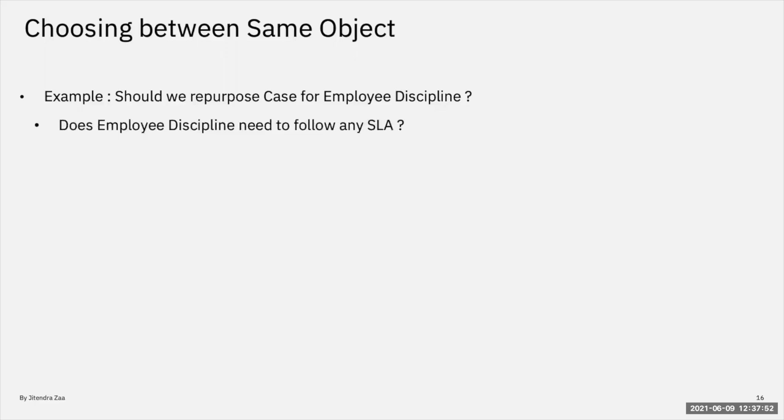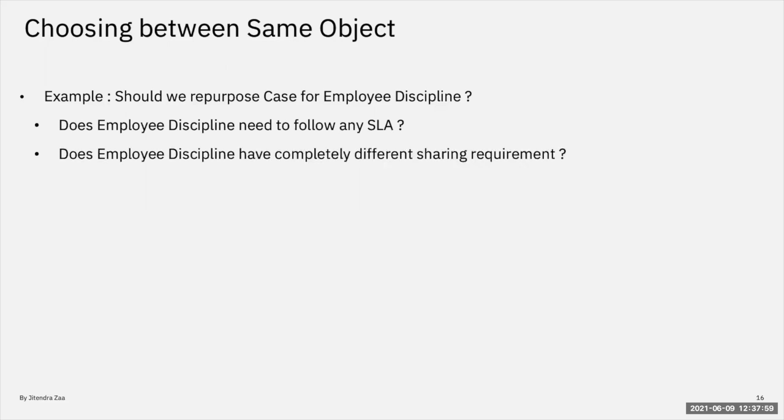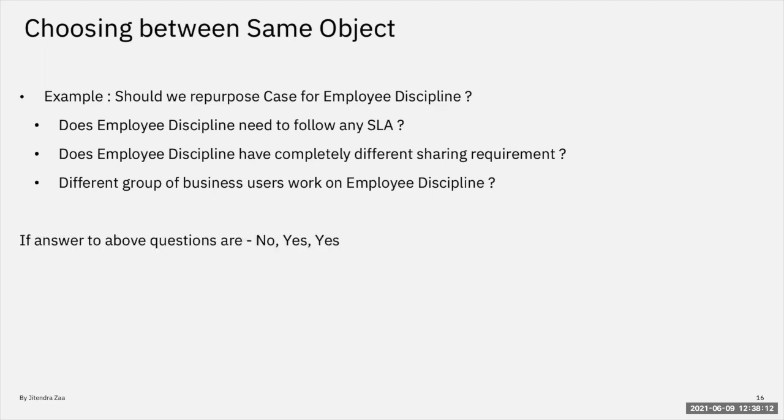Does employee discipline need to follow any SLA, like reply in 4 days, reply in 7 days? Does employee discipline have completely different sharing requirements? Is a different group of people going to work on it? All these questions are not technical questions, they are business specific questions. And if the answers are no, yes, yes, then think about a custom object. Case may not be the right object here.